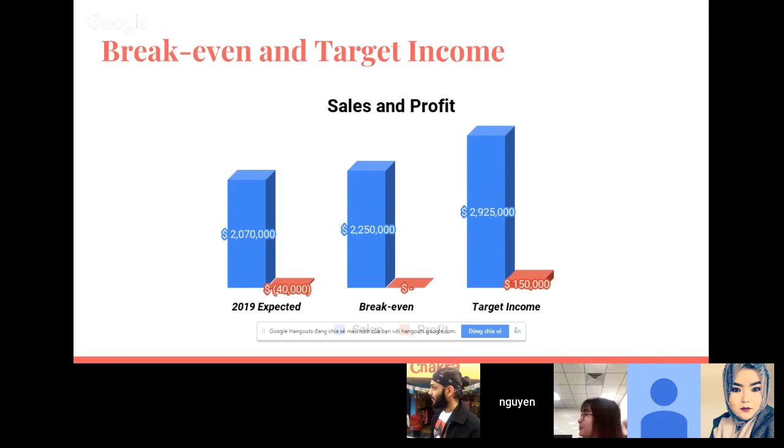Okay, so I will talk about the break even and the target income. Break even is when your total sales equal total cost, and then you make zero profit. So at that point, you can start making profit. So with the current price, the sales needed to break even is 2,250,000. However, the company only has sales at 2,070,000. That's why they make a loss of $40,000. And to achieve the target income of $150,000, they have to sell at least 2,009,925,000 dollars.